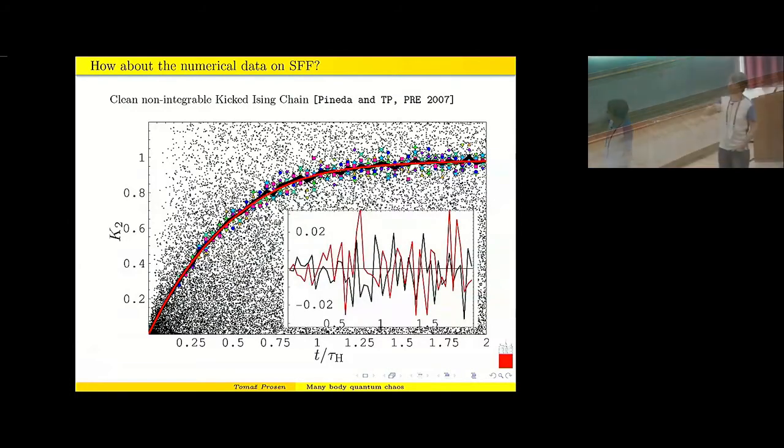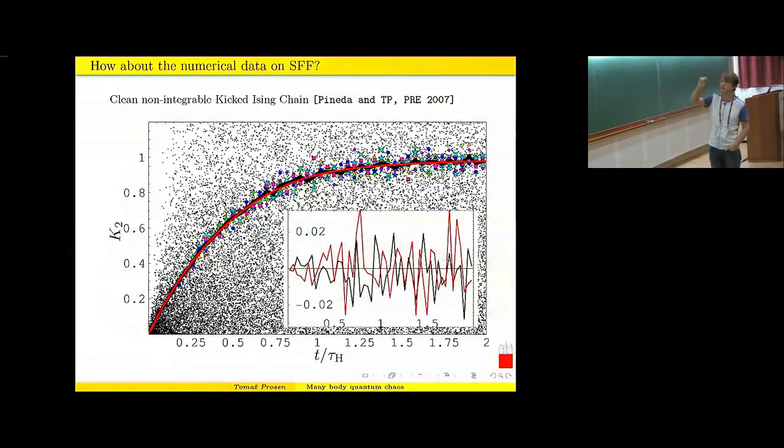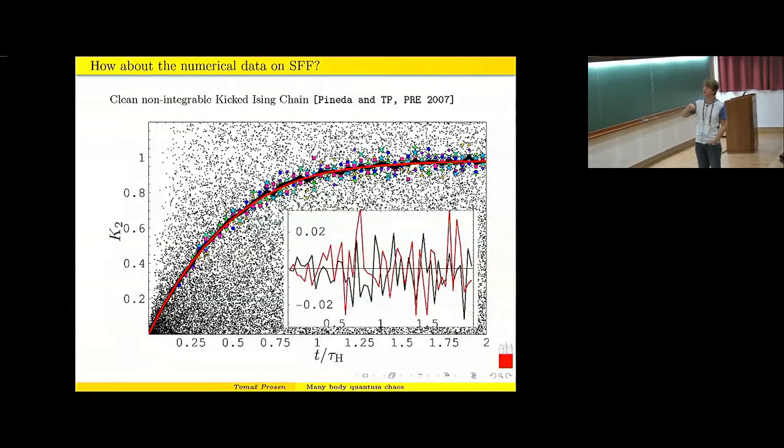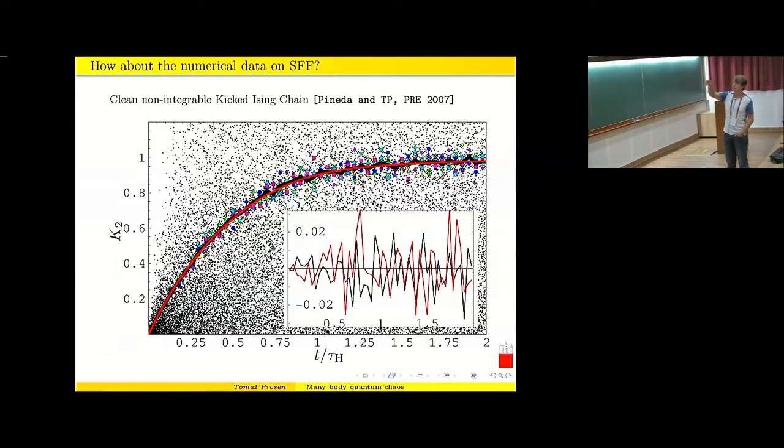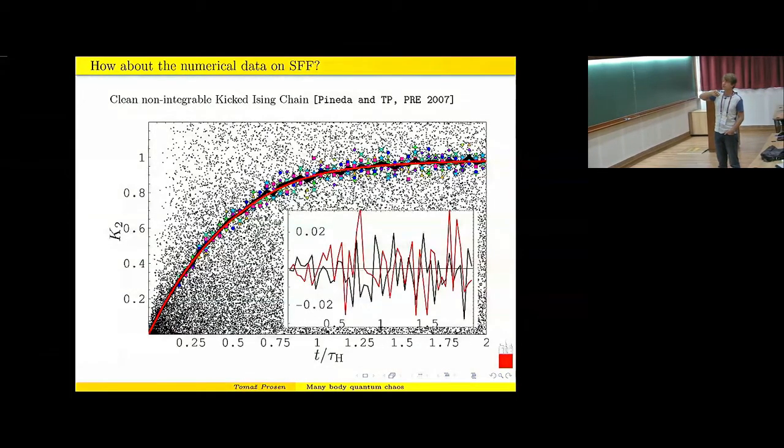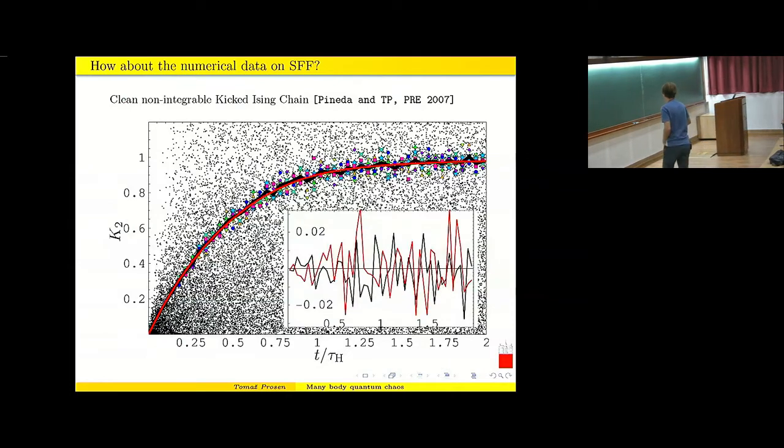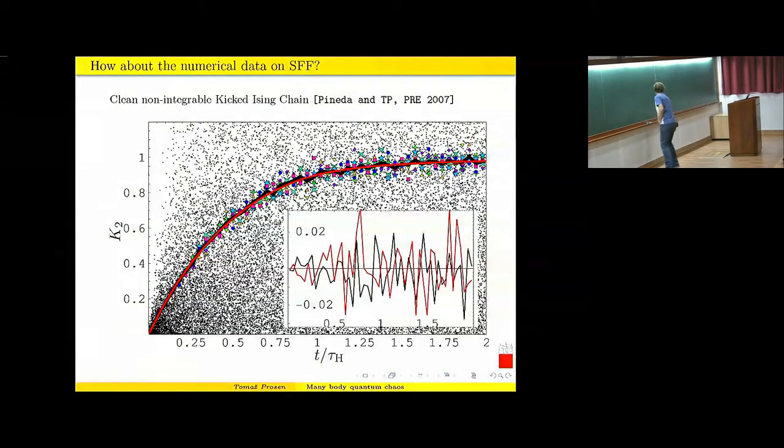This is actually for the clean version. Clean means that there is no disorder, but it is for the version of the model that I'm going to discuss today, the decreasing chain. And the black plots that you see on this graph are the numerical data that you get if you compute the spectral form factor. I mean, just to remind you what we are computing.